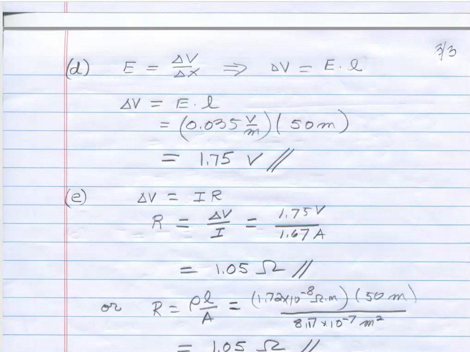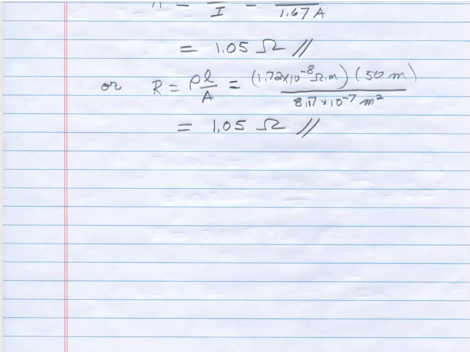Then it asks for what's the resistance, and there's several ways to get the resistance of that wire. One is I can just use Ohm's law. The voltage difference is equal to the current times the resistance. I know the voltage difference. I got that in D, and I know the current that was given originally. And so the delta V is the 1.75 divided by the current that's going through it, 1.67. And when I divide that out, I get a little over 1 ohm. So the resistance of that 50 meters of copper wire, 18 gauge copper wire, is about 1.05 ohms.